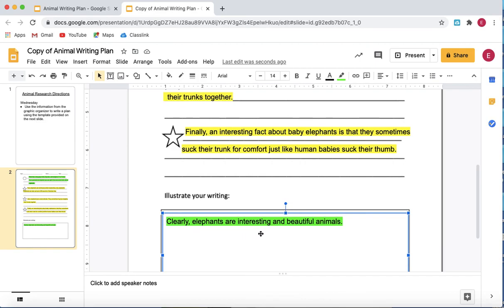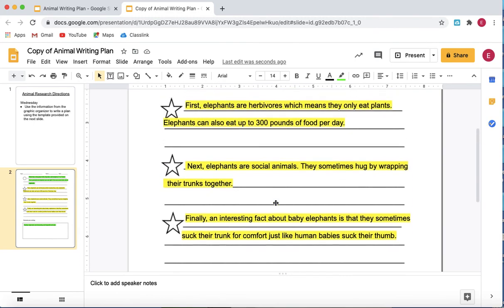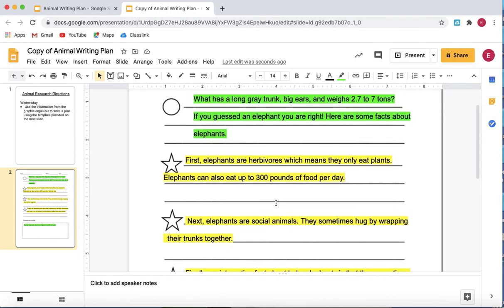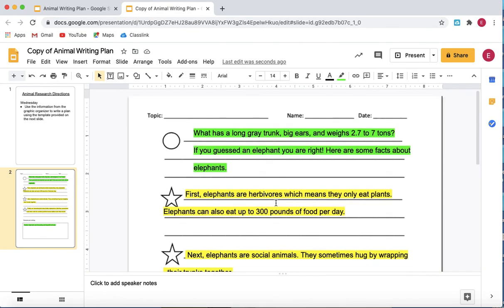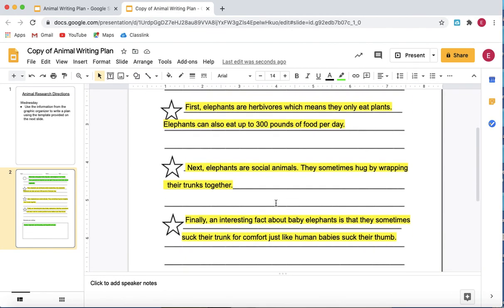Okay, so I'm looking, it looks like all of my sentences have capitalized letters at the beginning, periods at the end. Make sure that your sentences make sense. Okay, and if you have any questions, please let me know.